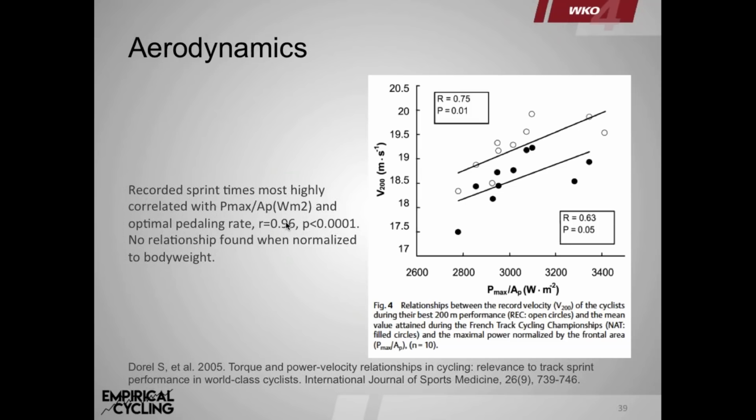So for these track sprinters, the higher the optimal pedaling rate, along with having a good watts per surface area, resulted in the best 200 meter times. And most importantly, no relationship was found normalized to body weight.